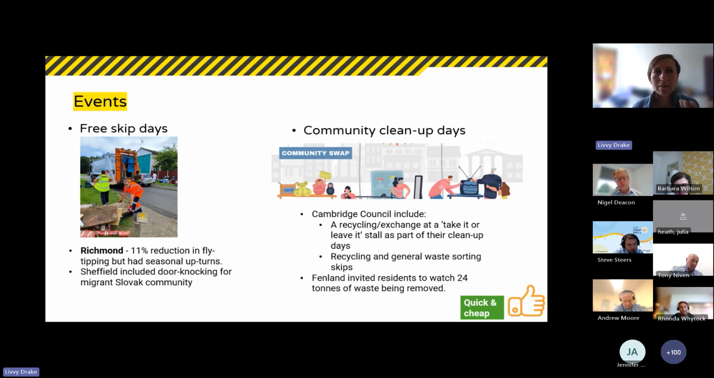Community cleanup days. Again, this is something where it's not just about grabbing things. You could also include recycling exchanges, which is what Cambridge did, and having a recycling sorting skip as well. So you're actually including that. Another event that was done by Fenland District Council, they actually invited residents to come and watch the waste being removed from a big lay-by, and from that people felt more inclined to call up their local authority to report things because they realised that actions were being taken.